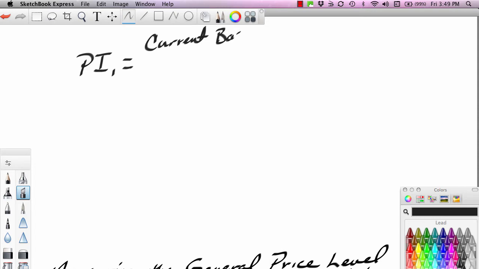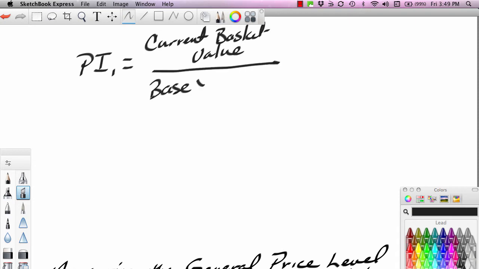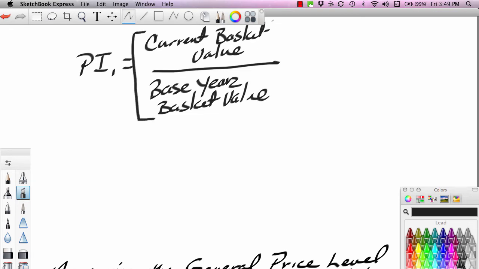current basket value divided by the base year basket value, and then that's a ratio. Then we're going to multiply that ratio by 100. So for year 1, price index 1, what's the value of the basket in the base year?